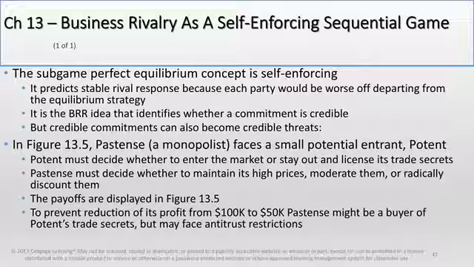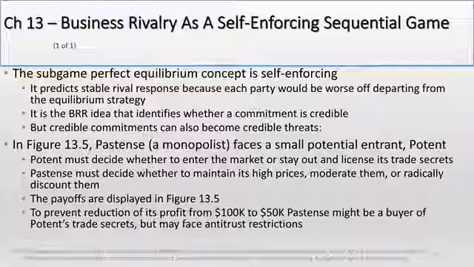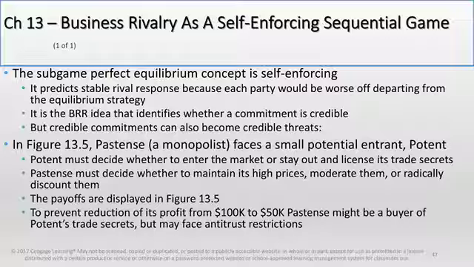Antitrust constraints. Pastinence cannot simply buy out Potent due to merger laws. It must respond strategically, either by deterring entry with pricing threats or negotiating under limited conditions. What is self-enforcing? If Pastinence credibly commits to discount upon entry, Potent may choose not to enter and instead license, earning 20K or 60K. Pastinence avoids losing its monopoly entirely and preserves a 50K profit.